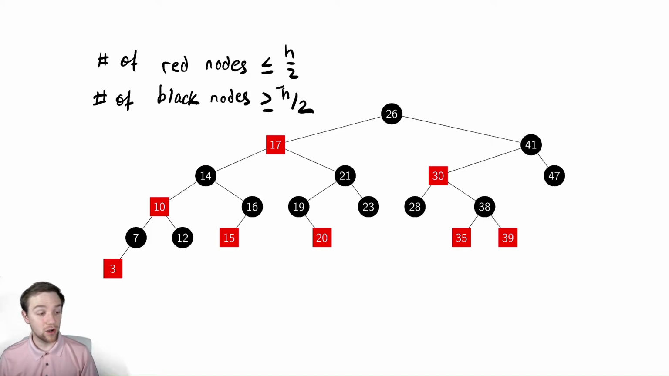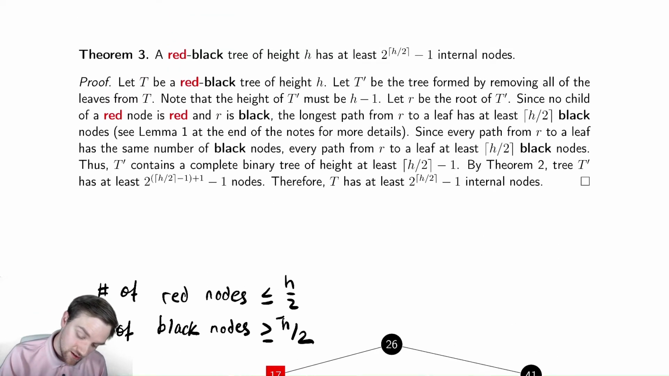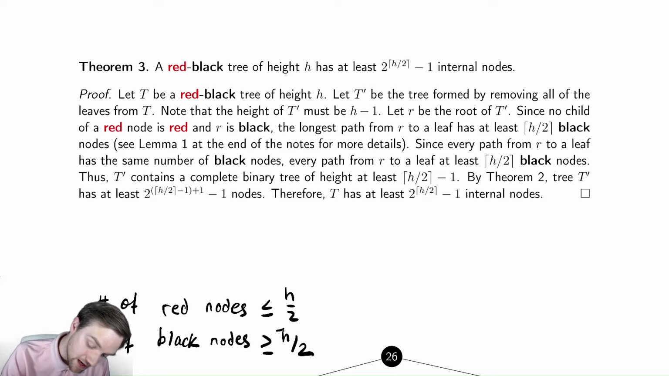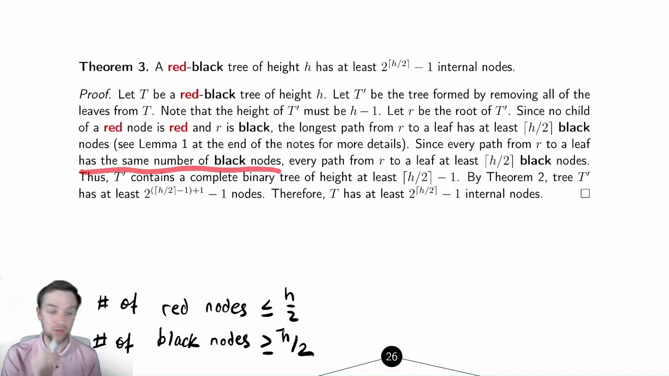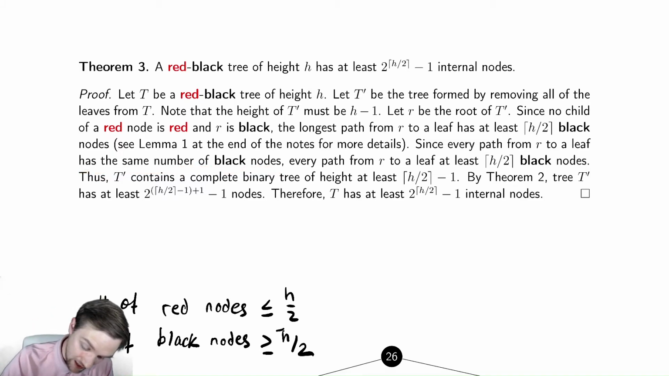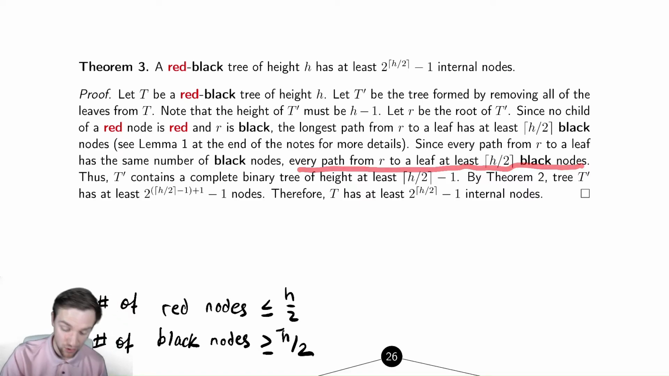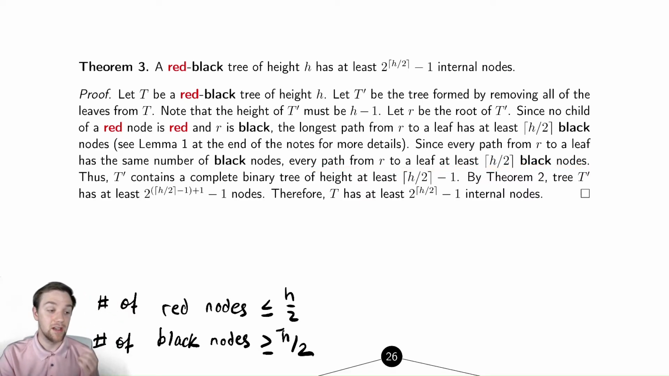So we are going to use that fact in our theorem, since every path from the root R to a leaf has the same number of black nodes, like I just said. Every path from R to a leaf has at least h over 2 black nodes. And again, that number could be much larger. It could go all the way up to h in a complete binary tree. If you had a complete binary tree, you can color the entire tree black, and you could have up to h nodes that are all black in the same path. But it's at least h over 2.